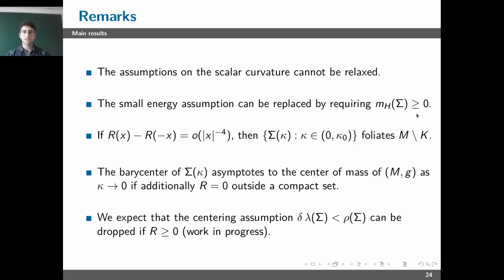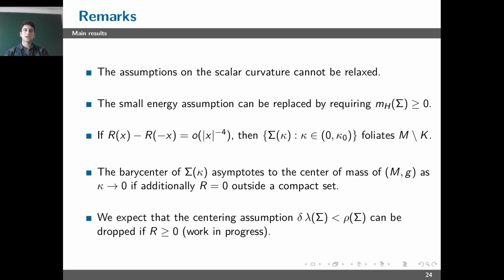The third remark is regarding the question if this asymptotic family actually forms a foliation of the complement of a compact subset, and at least if the scalar curvature is asymptotically even, in the sense that the odd part decays like small o of mod x to the minus 4, we can prove that this is the case. However, in general, this seems a pretty difficult question, and I think in particular under the assumptions of the previous theorem, this is not always true. So this is an interesting problem that would need to be studied sometime in the future.